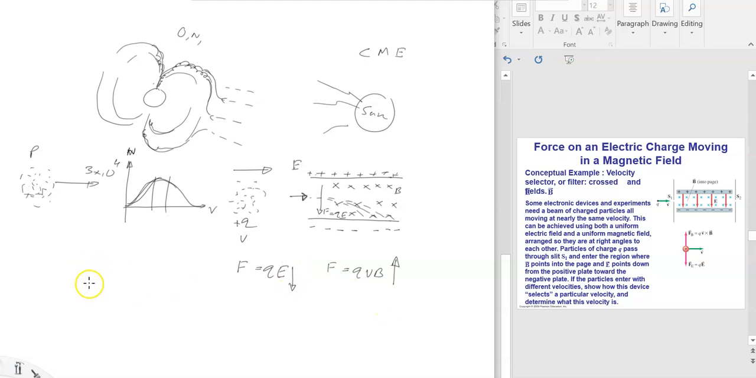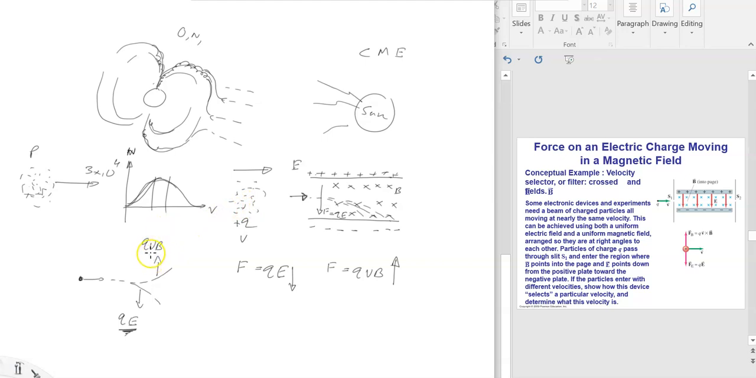So what happens? Let's say you have a charged particle coming in. The electric field tries to pull it down, the magnetic field tries to pull it up. This is the qE force, this is the qvB force. Now what is the deciding factor here? They all have the same charge. They all feel the same electric field, so qE is going to be a fixed force. They all feel the same magnetic field, but they have different velocities.